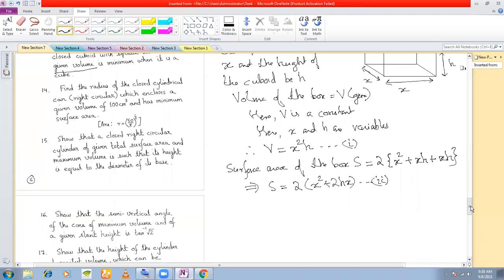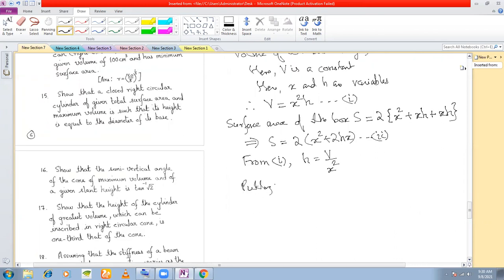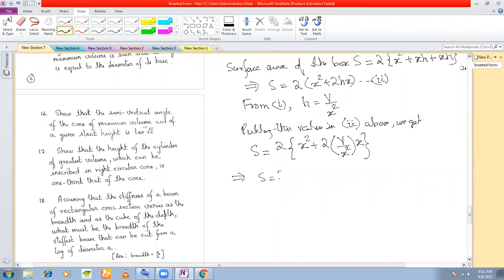We need to minimize S, but S has two variables here, H and X. We need to bring those down to a single variable, right? So from 1 we can find H, which is V by X square. Putting this value into 2, we get S is equal to twice X square plus 2HX. That means S is equal to twice X square plus 2V by X.